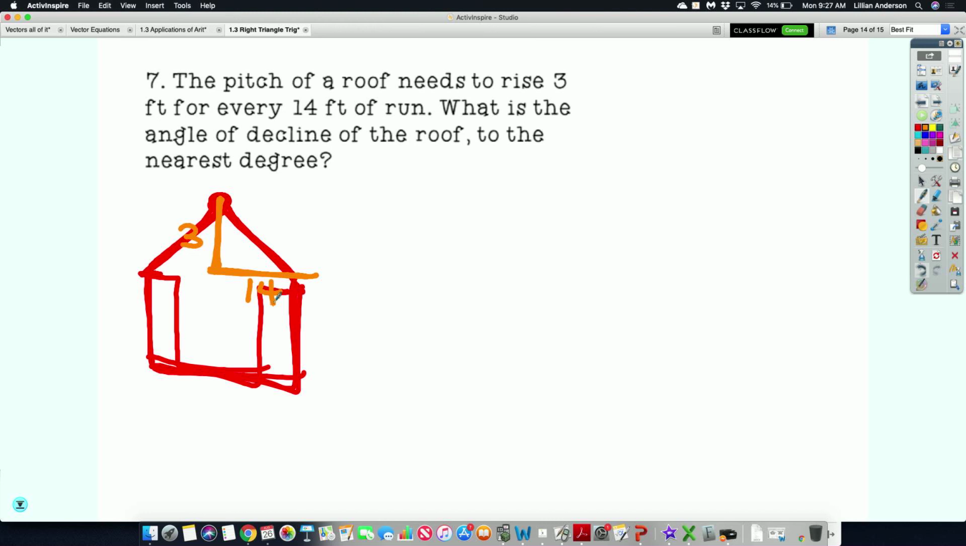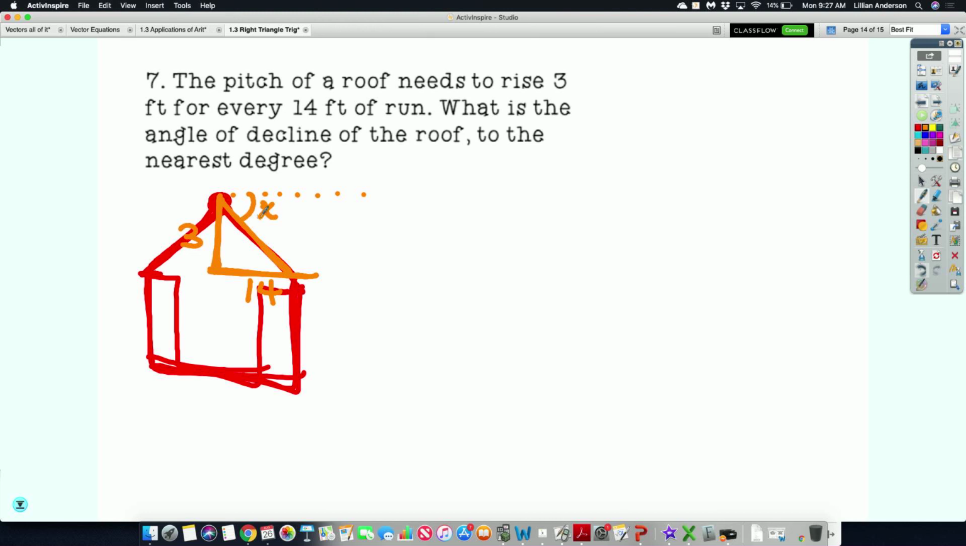Now, in my little makeshift house that I've created, the decline is this red part that's at the ends of the orange line. Does everyone see that? Okay. And so I'm looking for my angle of decline, in other words, my angle of depression, of the roof. So the depression has to clearly come from the top going down, correct? And remember, angles of depression always come from a horizontal line going down. So technically, this is what I'm looking for.